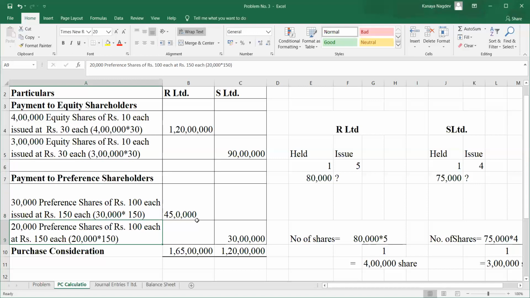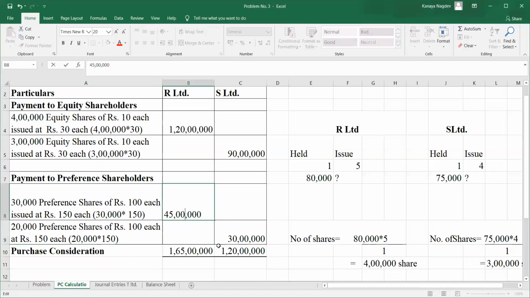So this gives us the amount of equity share capital as well as preference share capital. So PC in case of R Limited, as per the net payment method, is 1 crore 65 lakh, and for S Limited, PC as per the net payment method is 1 crore 20 lakhs. This is the calculation of PC as per the net payment method. Since the payment was clearly mentioned, we calculated PC by the net payment method.